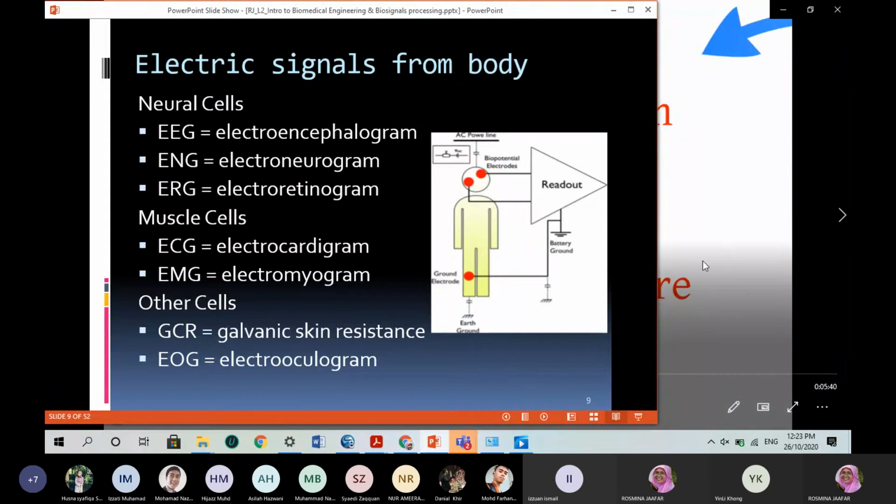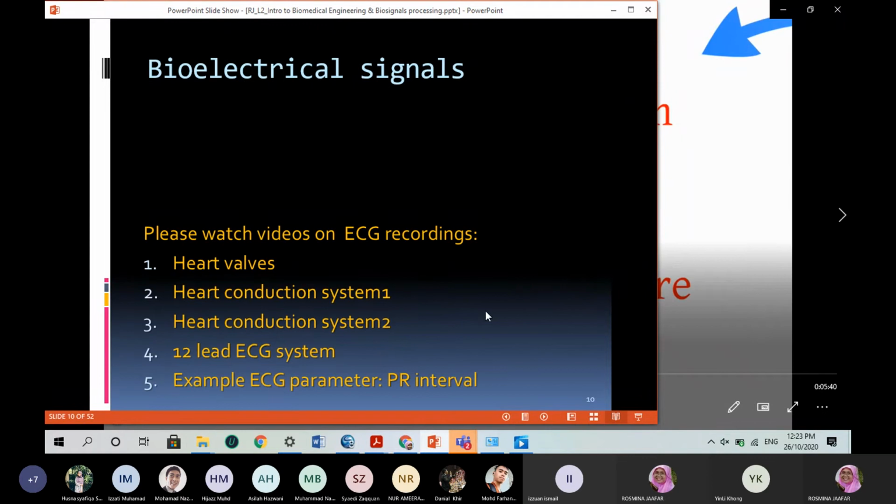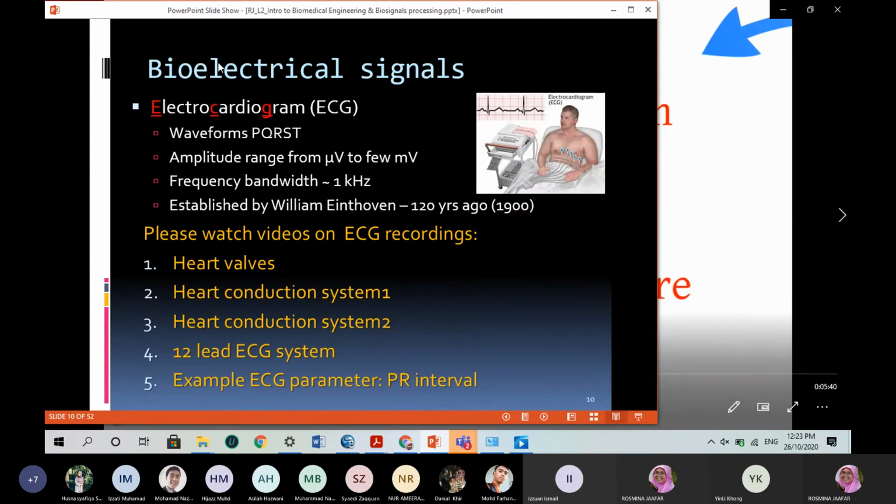Okay, so from these many electric signals, we will look at the ECG signal first. Okay, so let's watch this ECG signal. Everybody is familiar. It is even from my first lecture, I mentioned the cardiovascular system, to learn about the heart condition. The ECG signal is the appropriate signal for us to look at.